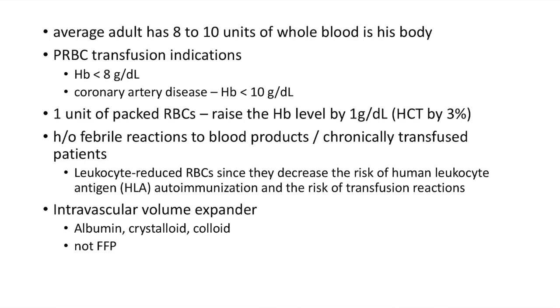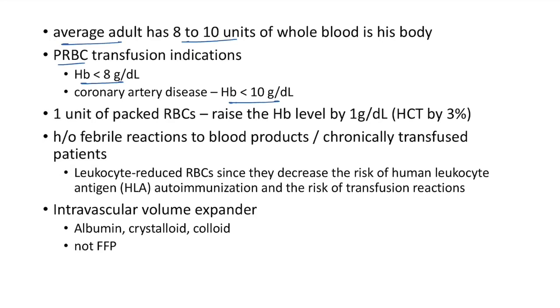It is important to remember that an average adult has 8 to 10 units of whole blood in his body. What are the indications for packed red blood cell transfusion? Hemoglobin less than 8 gram per deciliter. In case of coronary artery disease, if the hemoglobin is less than 10 gram per deciliter, we have to give packed red blood cell transfusion.